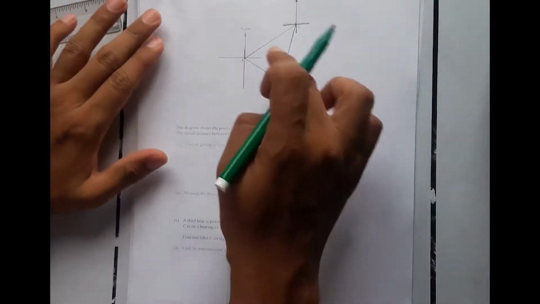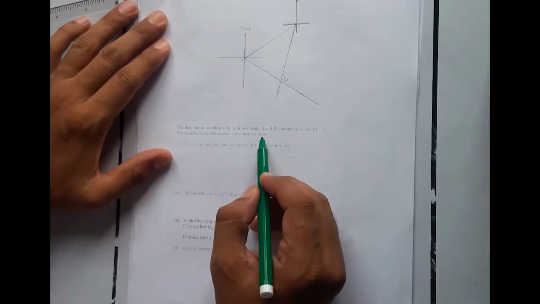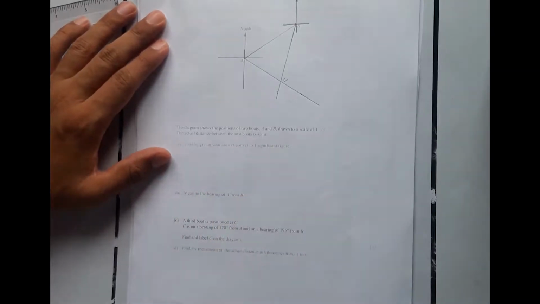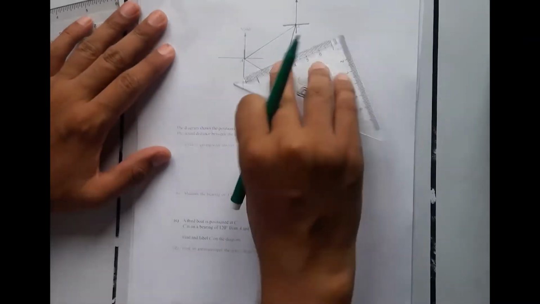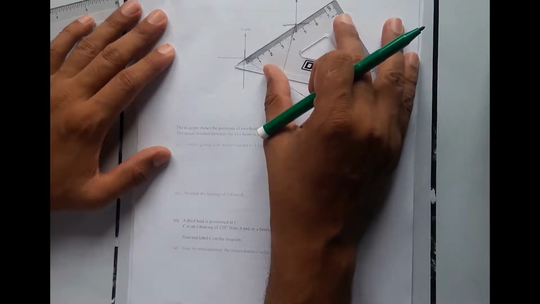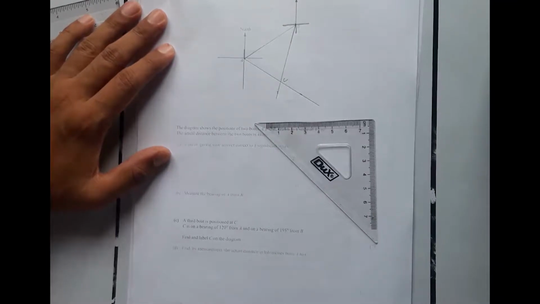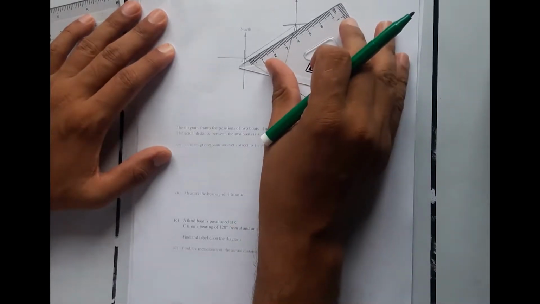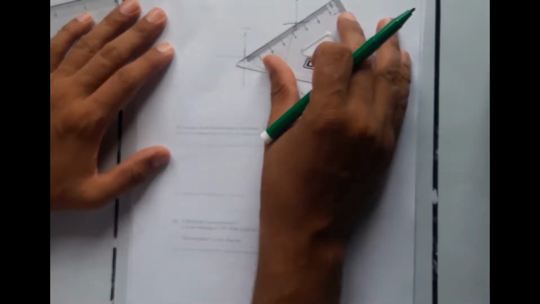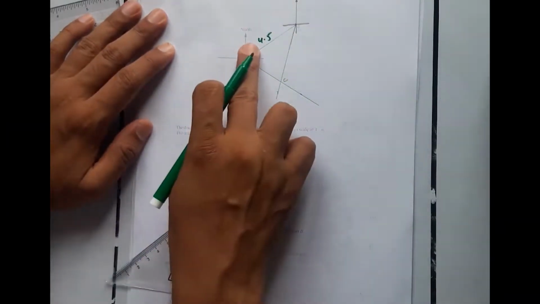The diagram shows the position of two boards A, B. A and B is given. The scale is 1:m. The actual distance between these two boards is 4 kilometer. First we have to measure the length of AB, which is equal to approximately 4.7, approximately 4.5, I think so. Okay, this is equal to 4.5. So 4.5 centimeter representing 4 kilometer.